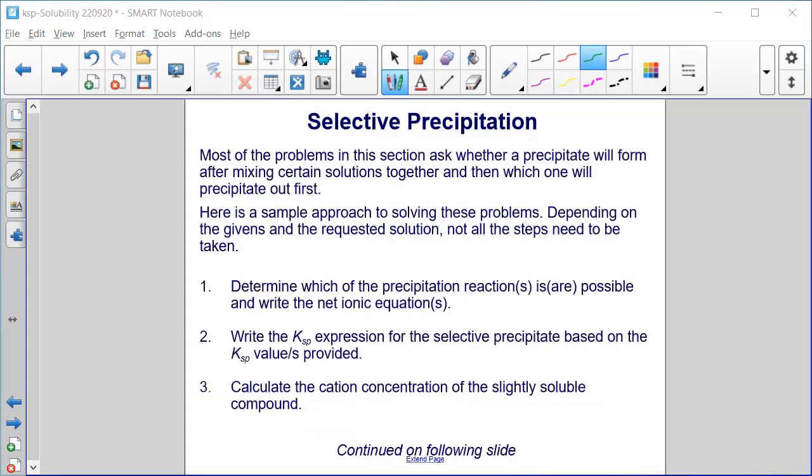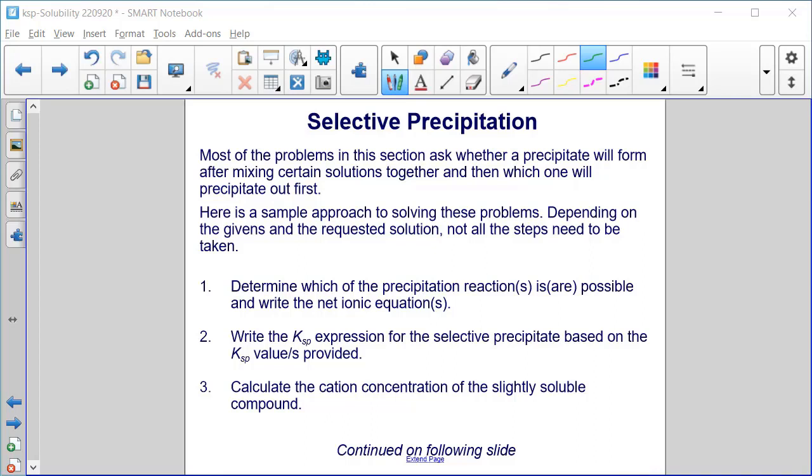Most of the problems in this section ask whether a precipitate will form after mixing certain solutions together, and which one will precipitate out first. Here is a sample approach to solving these problems. Depending on what's given and the requested solution, not all the steps need to be taken. First, determine which of the precipitation reactions are actually possible and write the net ionic equations. Second, write the KSP expression for the selective precipitation based on the KSP values provided.